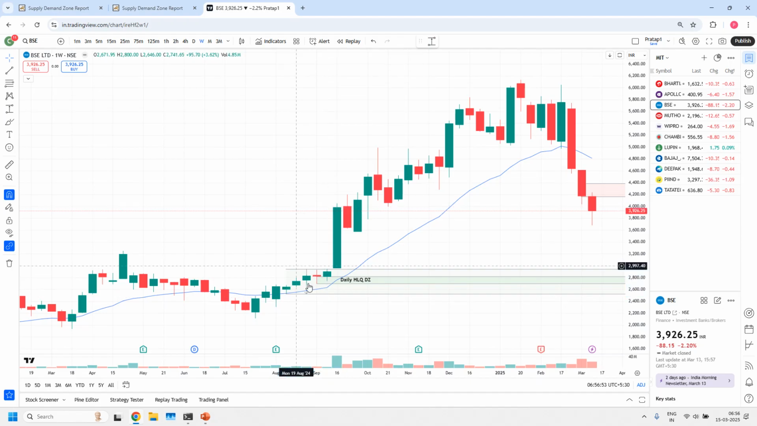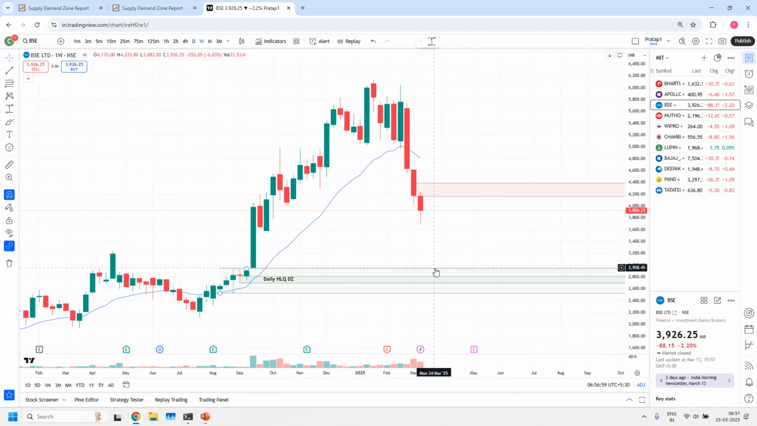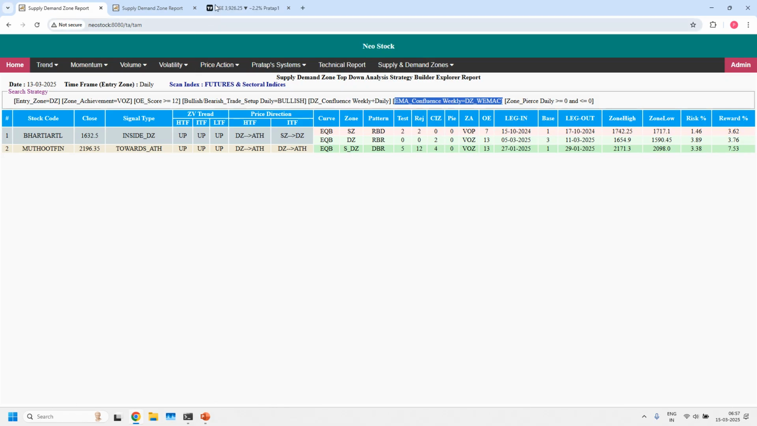the weekly zone. See, the daily zone is inside the weekly zone. Okay, perfect. But it is not having weekly EMA confluence. See, the weekly EMA is here. So that is the reason why the software does not list BSE.